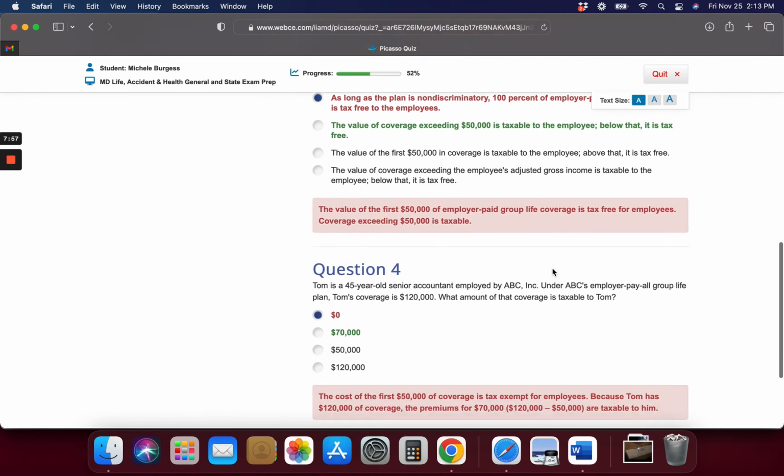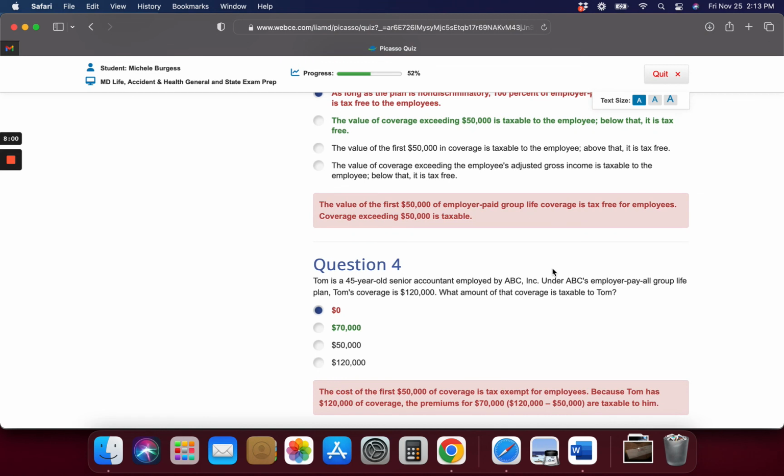All right, did we get the last one right? No, the answer is $70,000. Okay, the cost of the first $50,000 is tax exempt. Okay, so it would be 120 minus 50. I knew there was going to be some kind of catch to that. 120 minus the first 50, so he only pays tax on the 70,000.